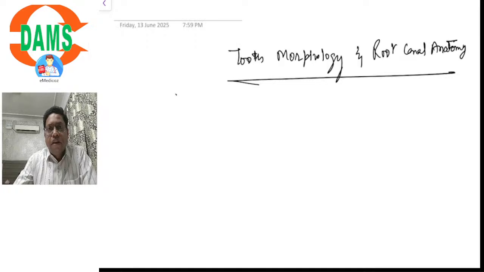So, in the last session, we talked about the morphology of the pulp and the functions and structures of the pulp dentin complex. Today, I will be discussing another important aspect related to the basics of endodontics, that is the tooth anatomy. We'll talk about the tooth anatomy and the root canal configurations.